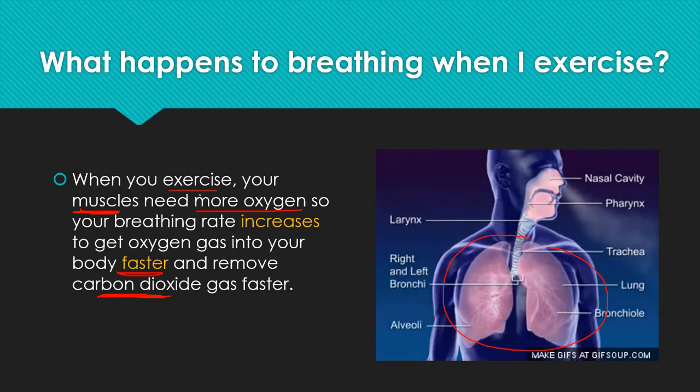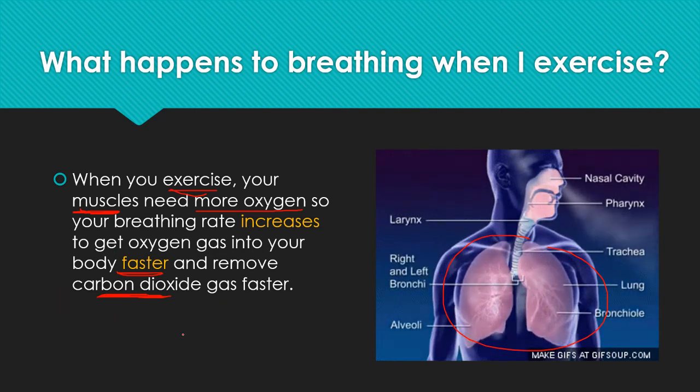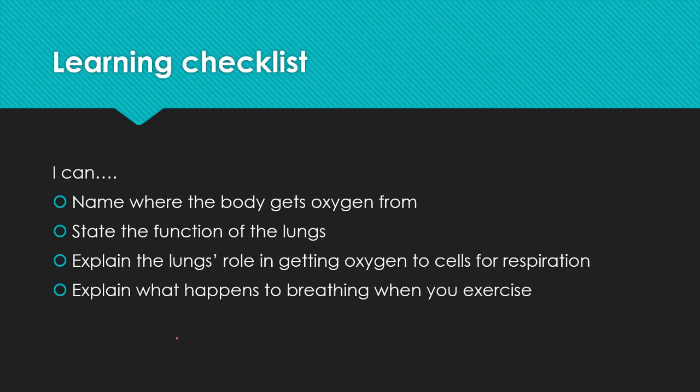The faster you exercise, the more oxygen you need, and your breathing rate increases so that you can get more oxygen into your body faster and remove the carbon dioxide faster. So in this video, we've talked about where the body gets oxygen from, which is the air, via our respiratory system, which is our lungs. The lungs' job is gas exchange. We want oxygen in, carbon dioxide out, so gas exchange.